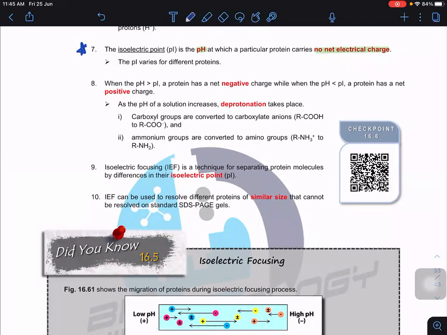So always remember, if pH is less than pI, the protein will be positively charged. If the pH is more than pI, then it becomes negatively charged. So as the solution pH increases, deprotonation takes place, and therefore it changes the charge.